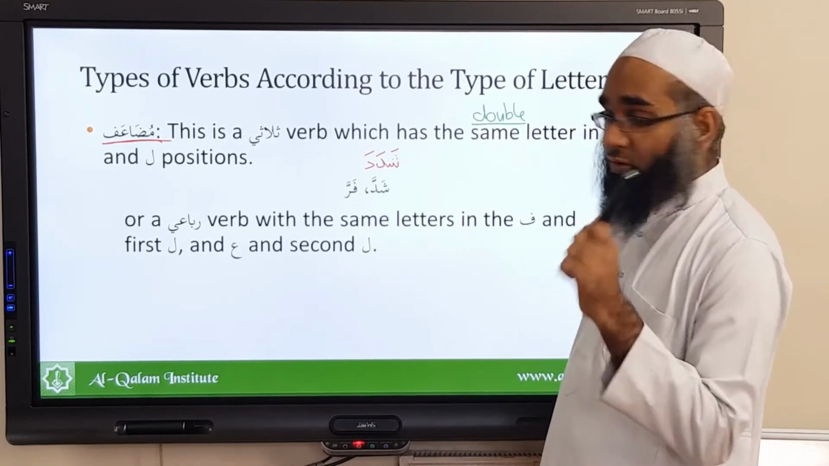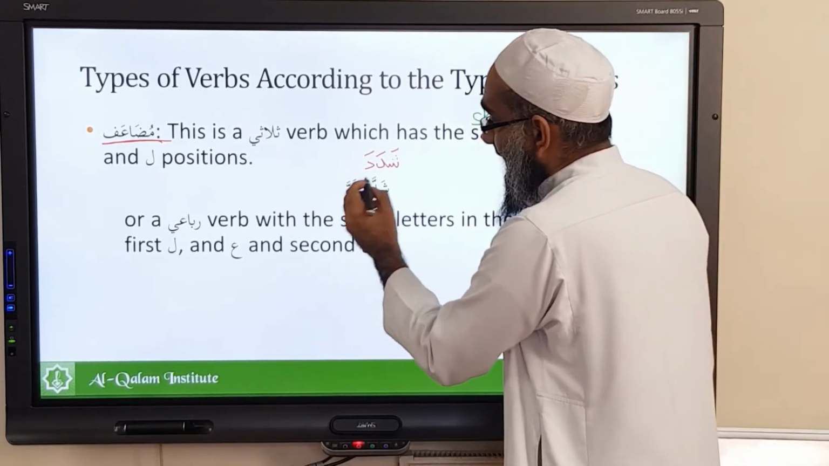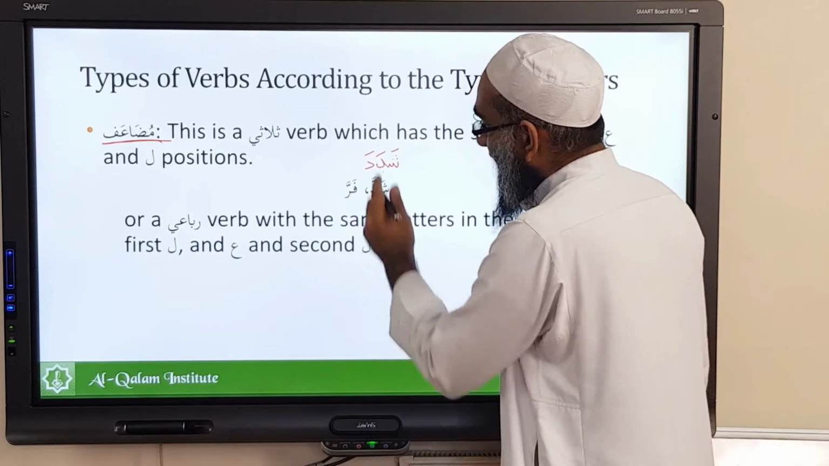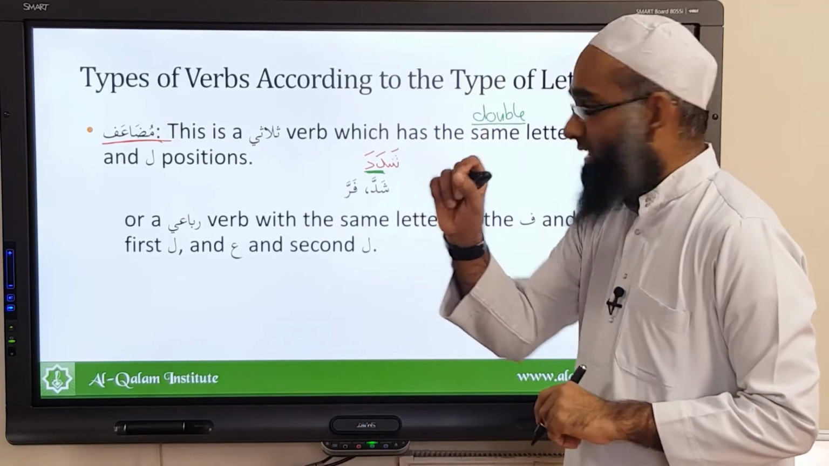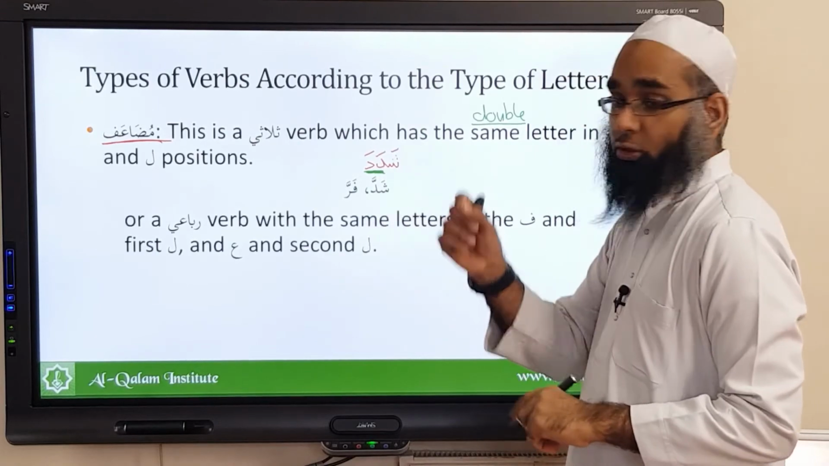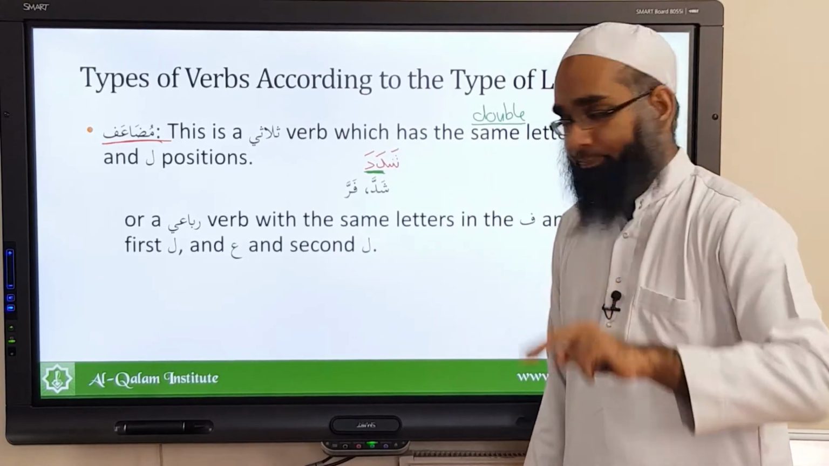If it's thulathi, the two letters that come here come at the end. So sha and da, fa and ra becomes farra. So the two double letters come at the end.